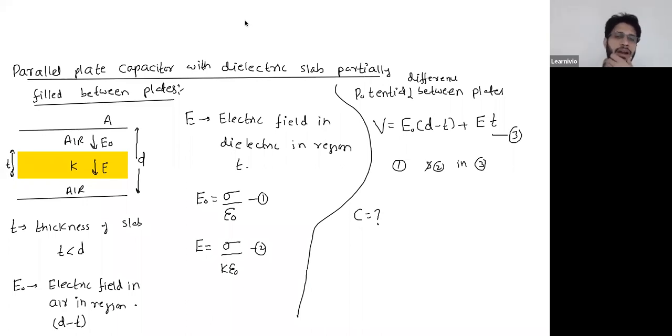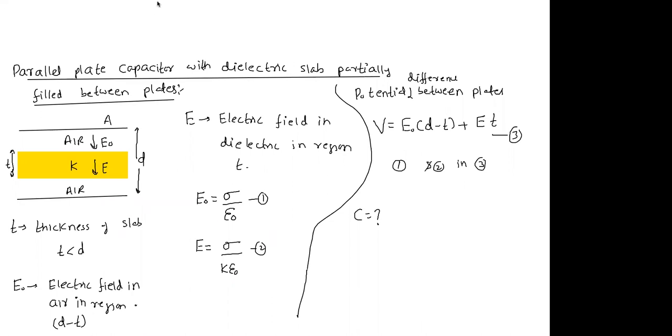Calculate C now and report your answer in chat. I will not calculate further. Substitute the values, put value of sigma, take value of C as Q by V, and report your answer in chat. I need net capacity.